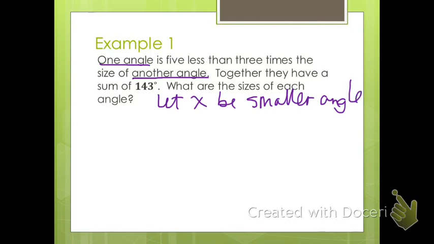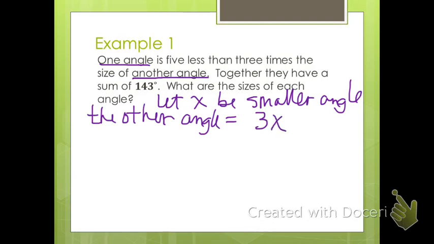And then what I can do is, if x is the smaller angle, then the other angle equals 5 less than 3 times that. So how can I write 5 less than 3 times another angle? Well, I know how to write 3 times another angle. That would be 3x, because x is my smaller angle. So 3 times it, but 5 less than 3 times it, so it'd be minus 5. I want 5 less than something. So the other angle is 3x minus 5.